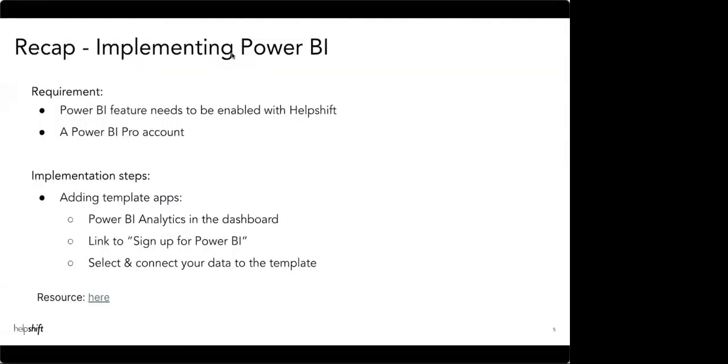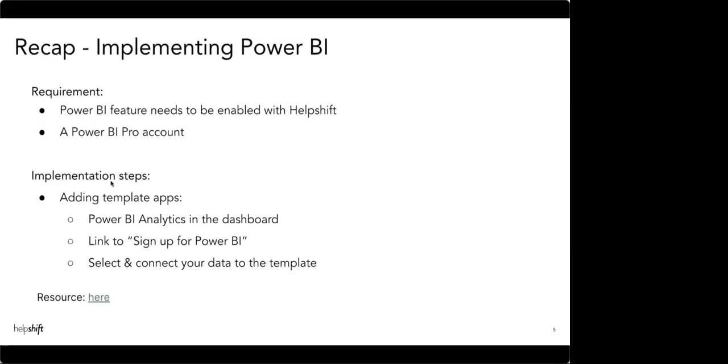Here is a quick recap of our last webinar. In order to use Power BI, there are two prerequisites. One is you need to have the Power BI feature enabled in your HelpShift contract. If you don't have it yet and want to have a trial or use it, please reach out to your respective customer success manager and they will be able to guide you better. Second requirement is to purchase a Power BI Pro license account directly from Microsoft. Please note that you need to have both the conditions met in order to start using Power BI.